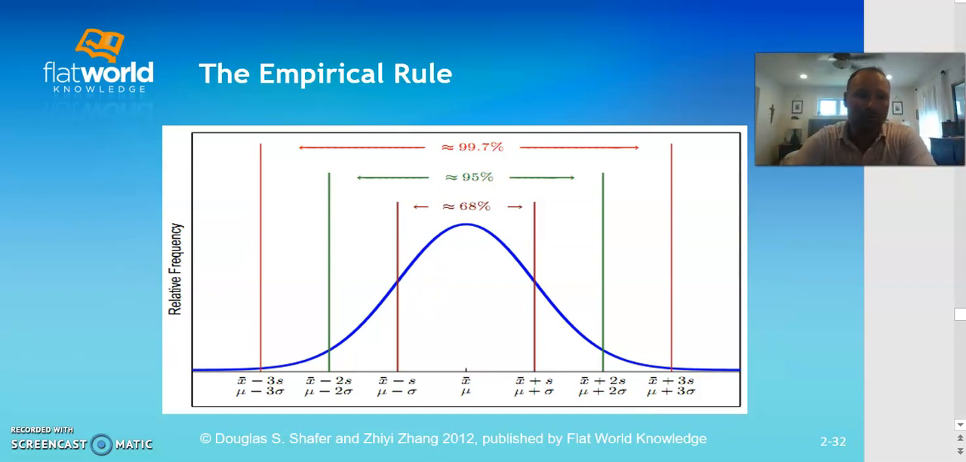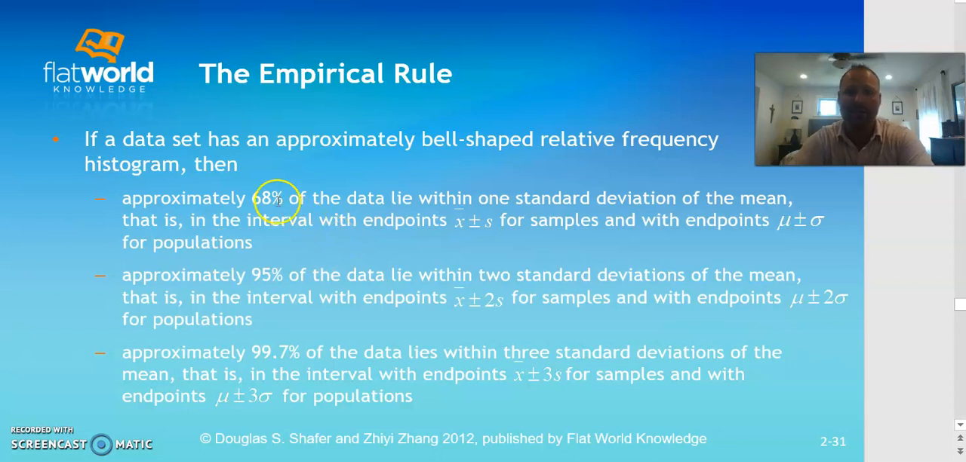The empirical rule basically states this, and this chart explains it with these percentages here, but I'm going to go here. Basically, approximately 68% of the data will lie within one standard deviation of the mean. 95% of the data will lie within two standard deviations of the mean, and 99.7% of data will lie within three standard deviations of the mean.